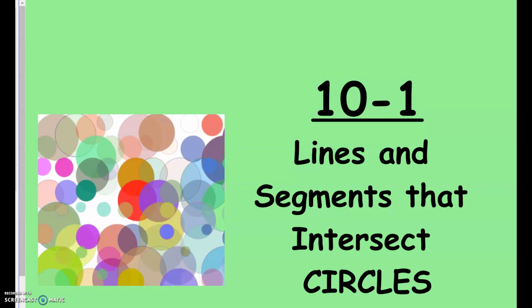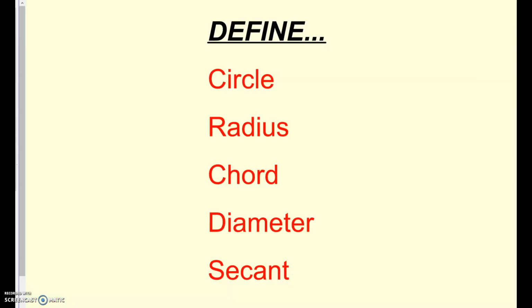So we're introducing lines and segments that intersect circles. There's going to be lots of vocab for today. We need to talk about circles, radius, chord, diameter, secants, and tangents. All of these definitions are found in your book on pages 529 and 530. On page 530, you will find these definitions.